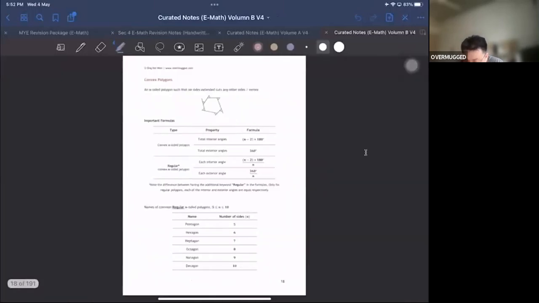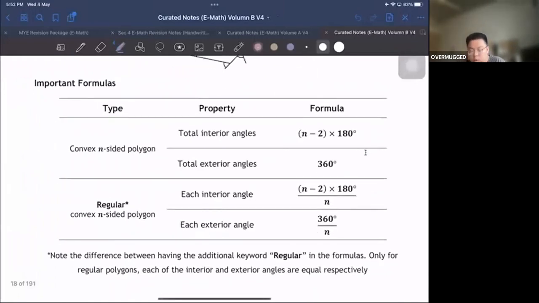Yeah, here. Ta-da. Okay, so for convex normal ones, no, regular, you cannot divide by n. But for regular, you can divide by n. This is the main difference between the two.